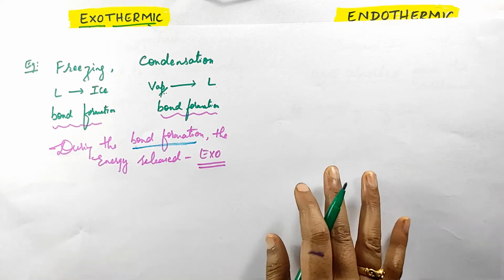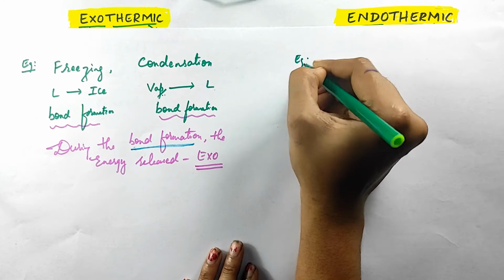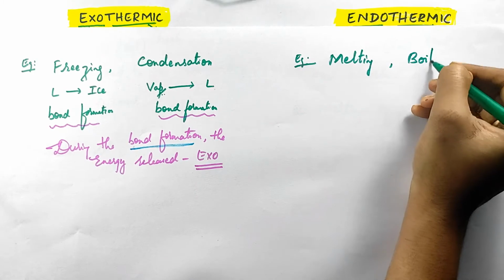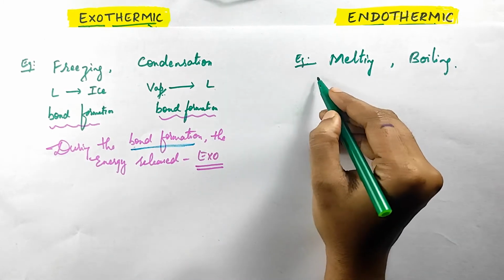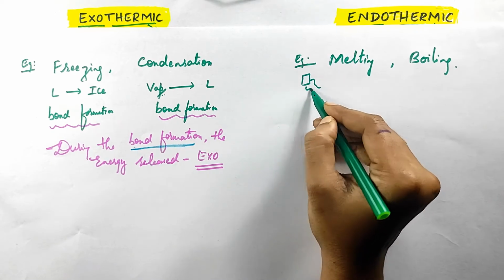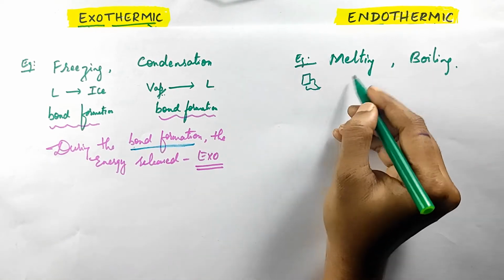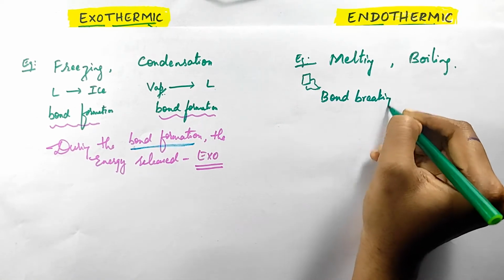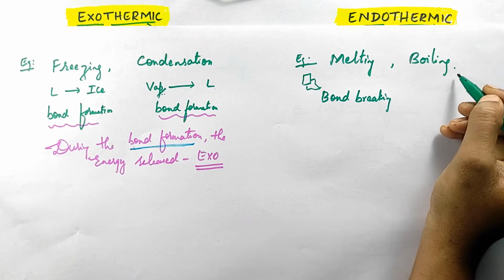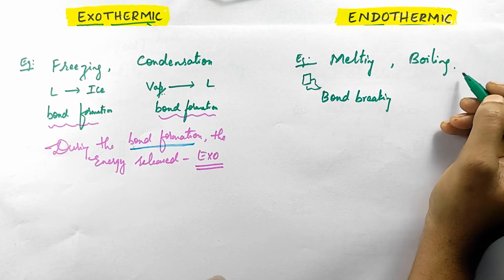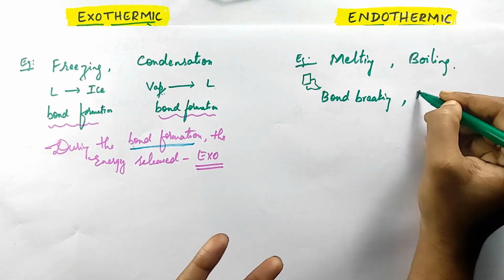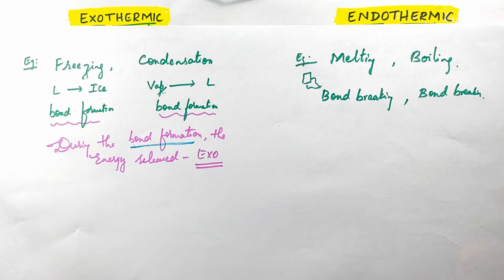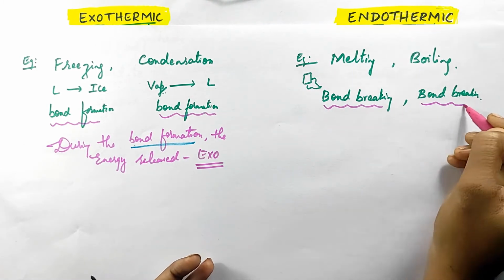What about the endothermic reaction? Here the example is melting, that is melting of ice or boiling of water. Melting of ice means bond breaking. Again, boiling of water means water gets evaporated, and again there you can find bond breaking. So endothermic means bond breaking.